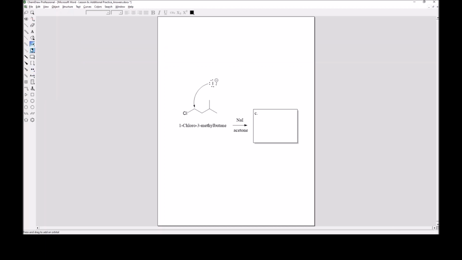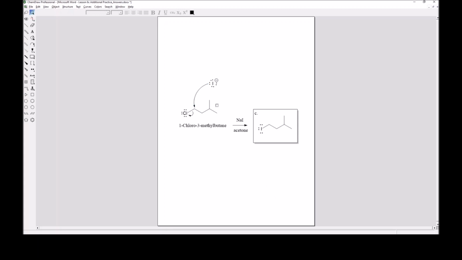So the iodide comes down, it bumps off the chloride, and anytime you have a mechanism, you want to show all your lone pairs, and we end up with our final product, which is just a simple halogen substitution, where the chloride becomes an iodide. The letter I is weird in these fonts because it's so small compared to every other halogen symbol.